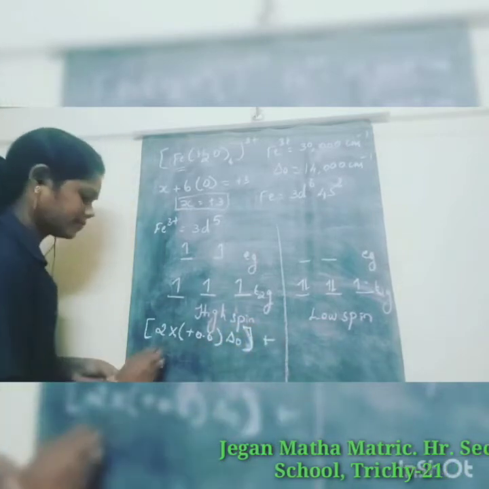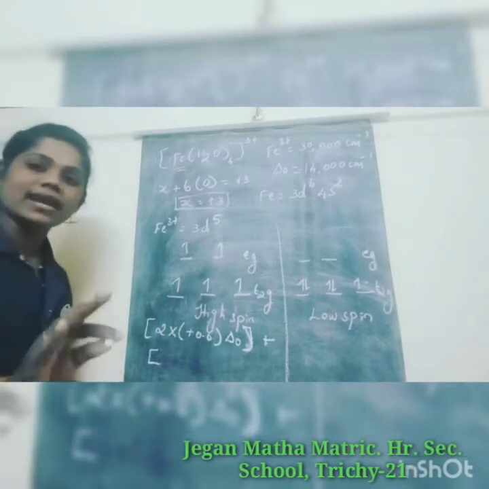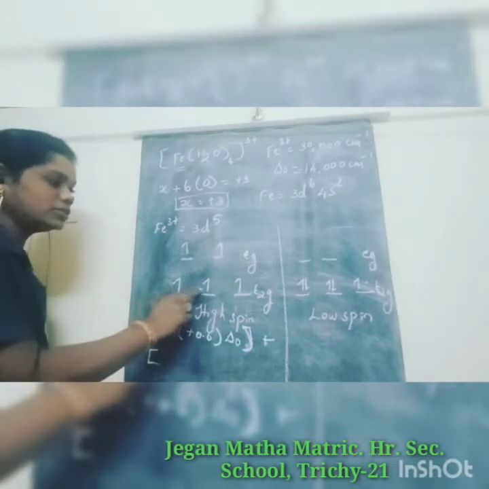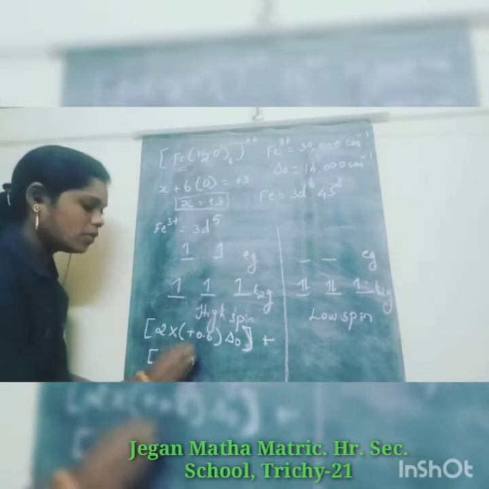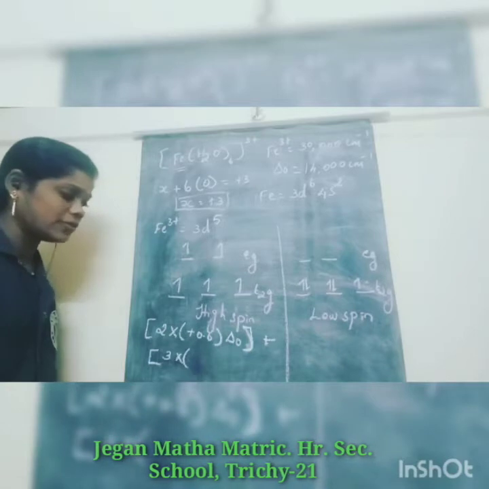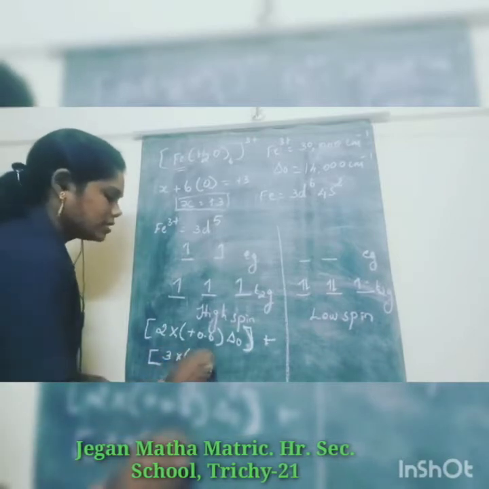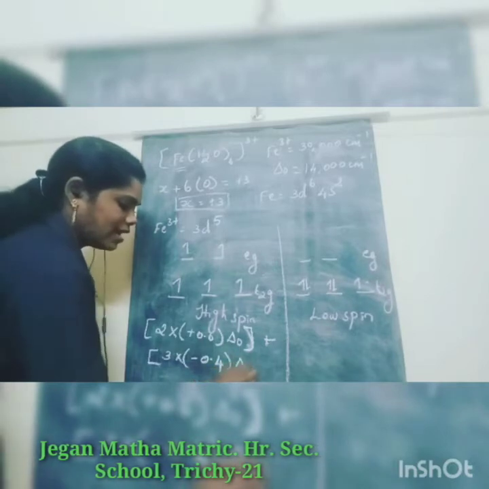And next, plus, in the t2g set, totally 3 electrons are present here: 1, 2, 3 electrons. So 3 into, what is the value of the t2g set? The t2g set value is minus 0.4, so minus 0.4 Δ octahedral.